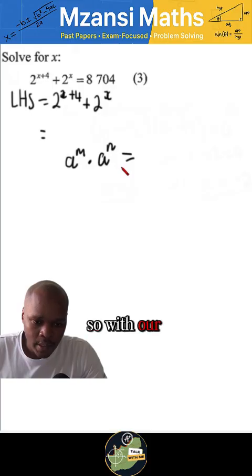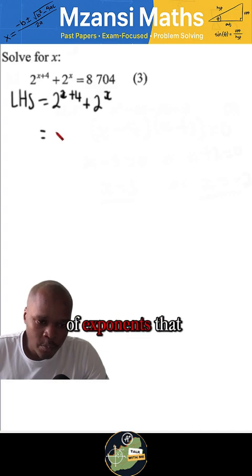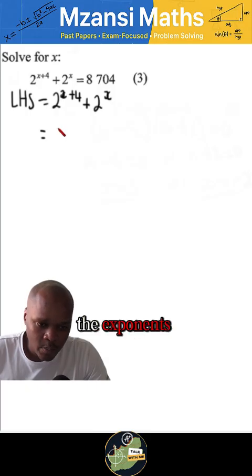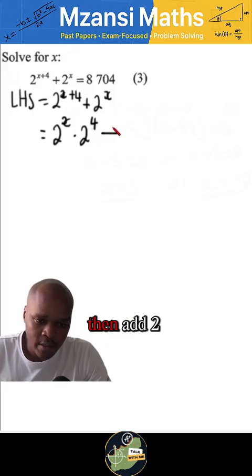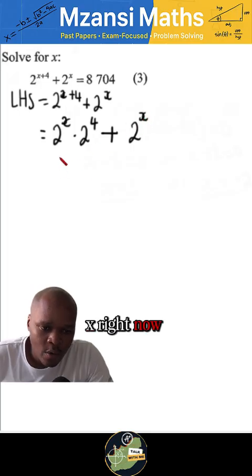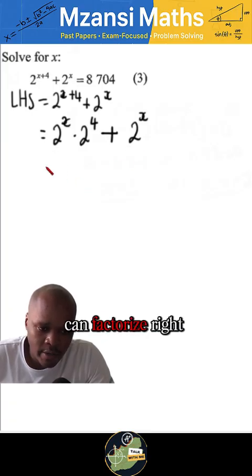So with our question, we have 2 to the power x plus 4. Using the laws of exponents, that when bases are the same we can add the exponents, we'll have 2 to the power x times 2 to the power 4, then add 2 to the power x. Now we do have some like terms. We have 2 to the power x and 2 to the power x, which means we can factorize.